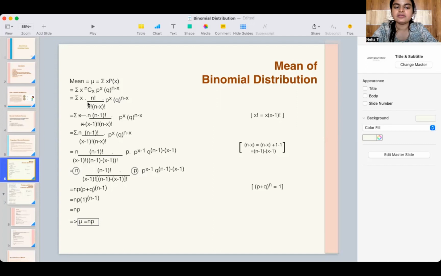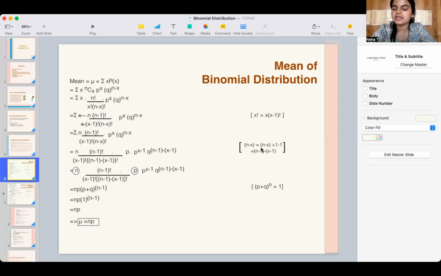Okay. So after that, this x factorial will be written as x into (x minus 1) factorial, that is a formula. And then we can cancel these two x from numerator and denominator. Then we'll be left with n into (n minus 1) factorial by (x minus 1) factorial into (n minus x) factorial, p^x q^(n-x). The next step will be n into (n minus 1) factorial. This is what we get after taking off x from numerator and denominator. Then we'll do n minus x.